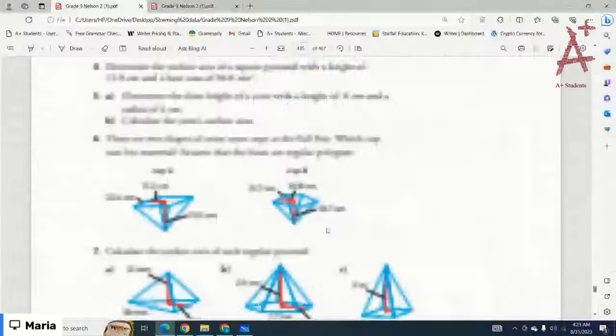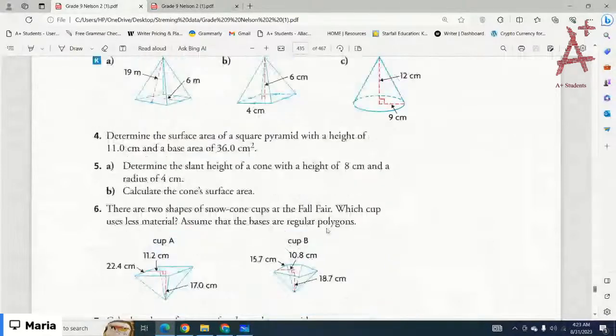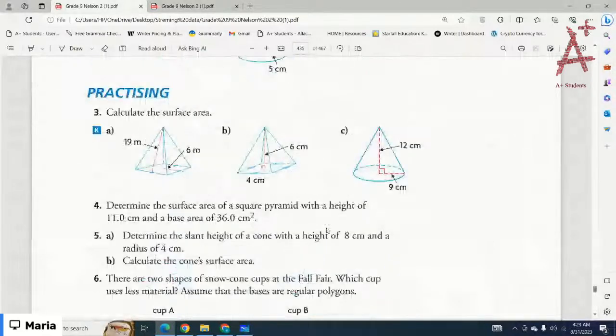Okay, let's start with question number 5. Determine the slant height of a cone with a height of 8 centimeter and a radius of 4 centimeter. Calculate the cone's surface area.